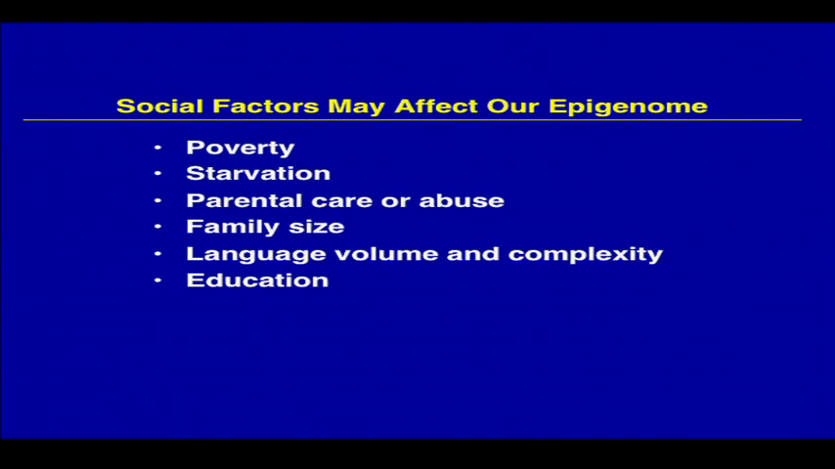Our exposure to factors such as poverty, starvation, prenatal care or abuse, family size, the language volume and complexity that children are exposed to in youth, or education that they receive, or in other work that we've done, we've shown that people go through critical periods in their lives. Neonatal period is obviously a critical period. The other period is the period of time when adults reach sexual maturation.